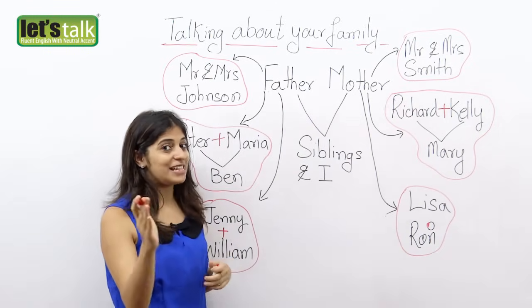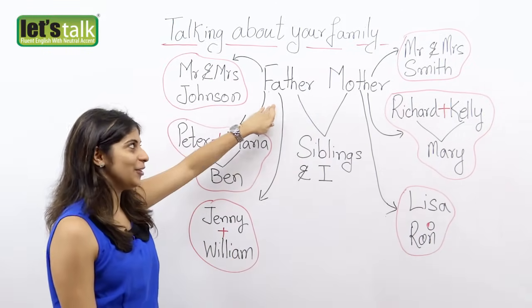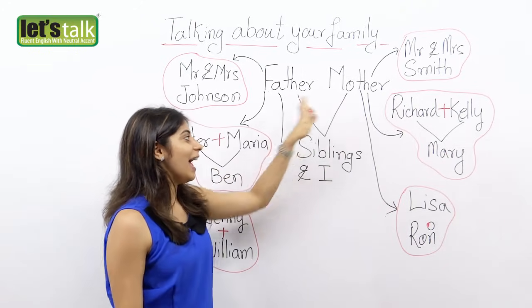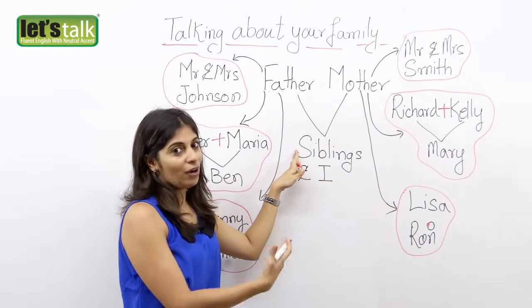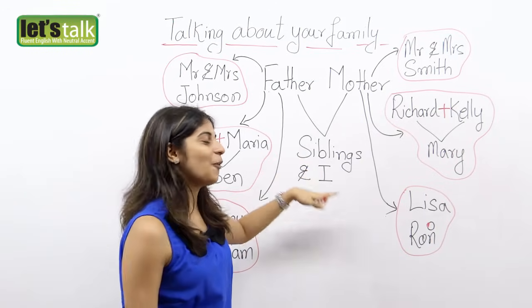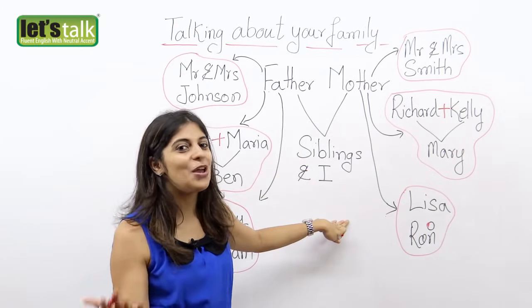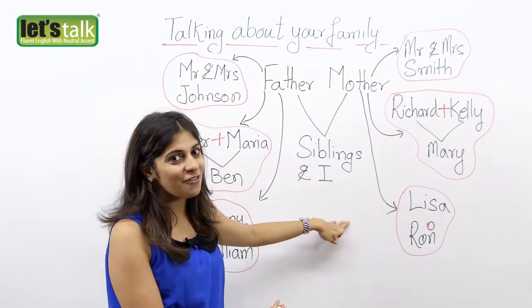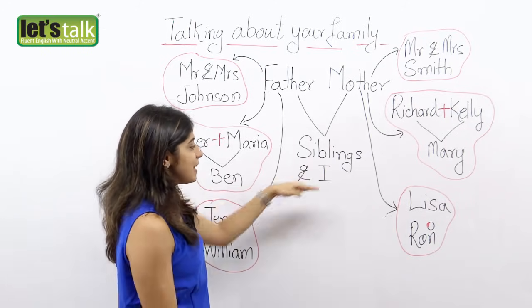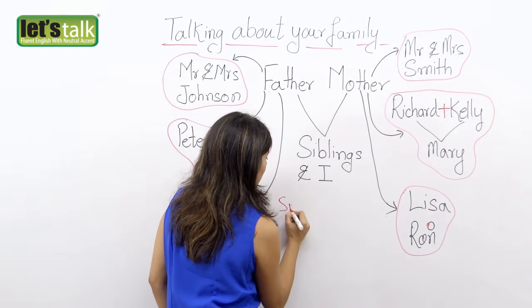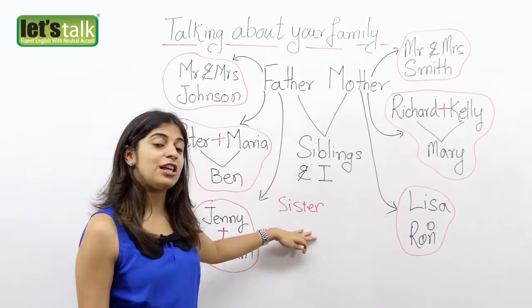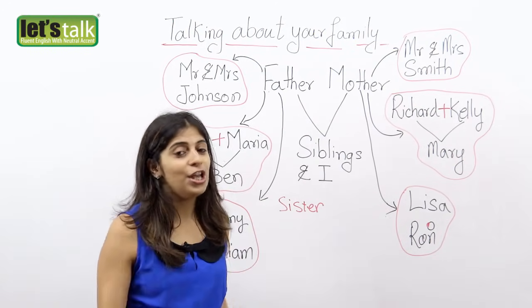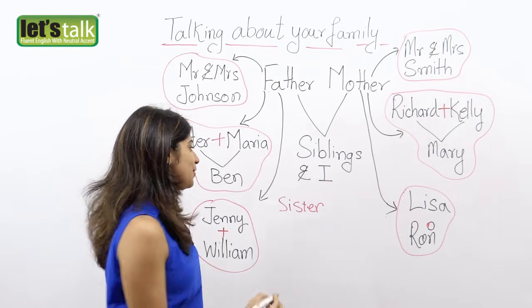Your immediate family consists of your father, your mother, and your siblings. That is, if you have a sister or if you have a brother. And of course yourself. You have to include yourself because you are a part of this family, right? So siblings would be your sister. Now if she is born before you were born, she would be your elder sister.